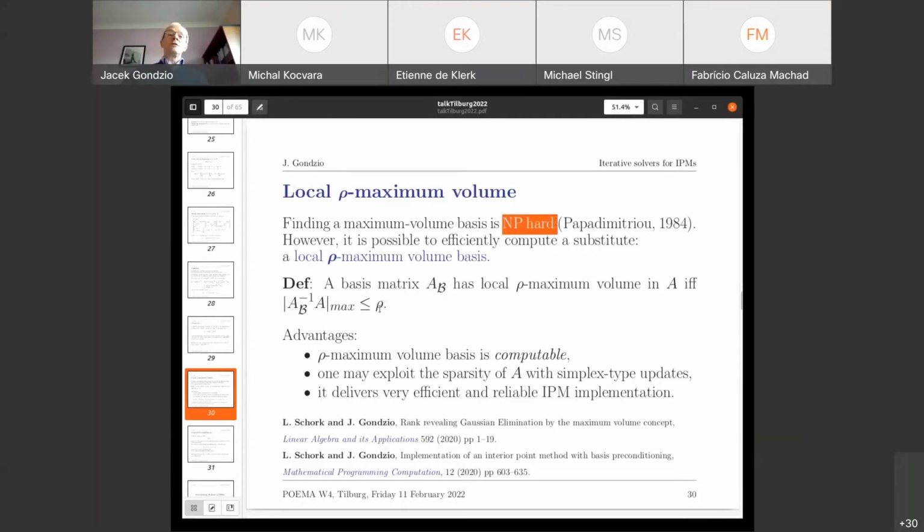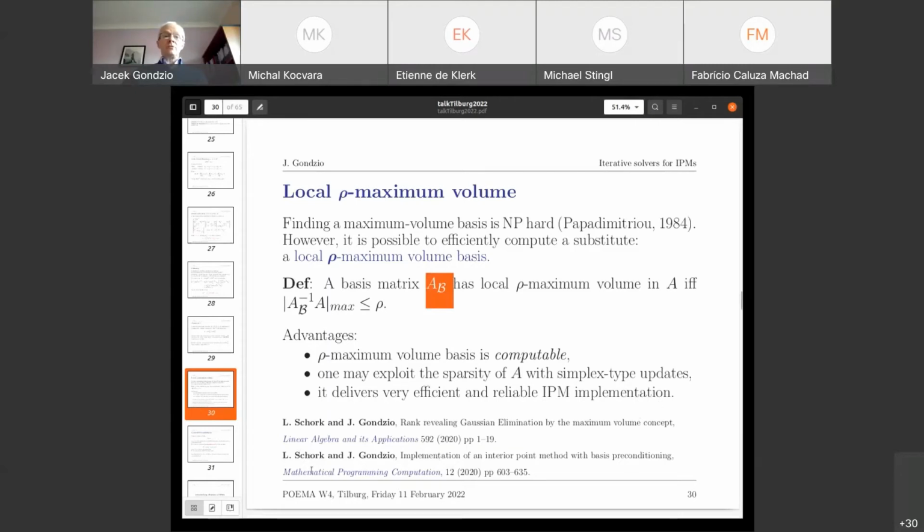But if you require rho to be equal to 1.5 or 2 or maybe 10, then this can be reasonably quickly computed. And the advantages are that it can be done using simplex type updates, working with unsymmetric factorization of the matrix B, or the candidate matrix AB. And it has been implemented by my PhD student, Lucas Schork. It actually works very well.